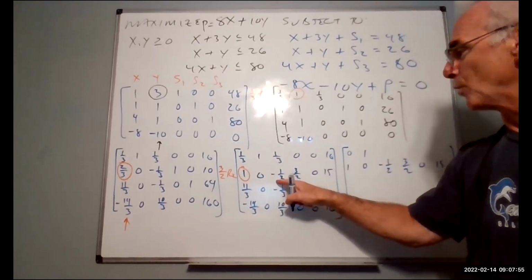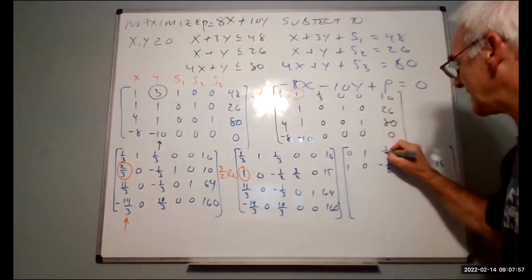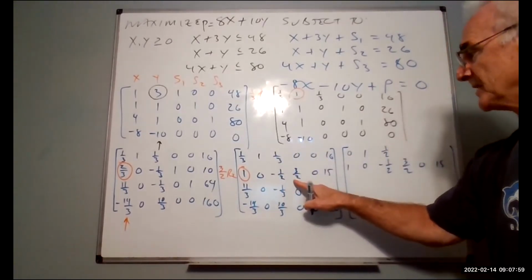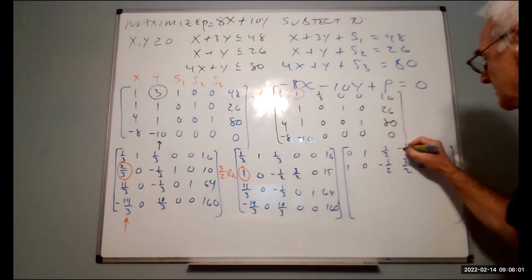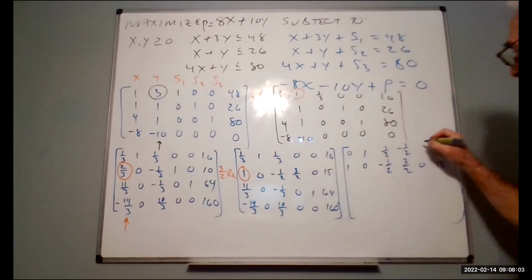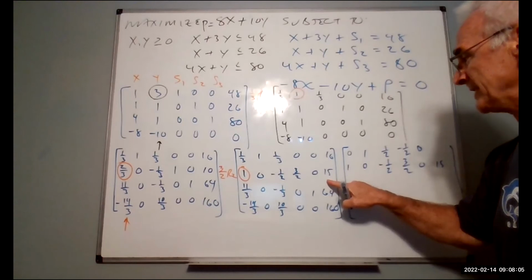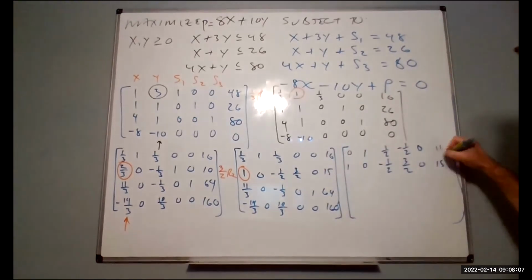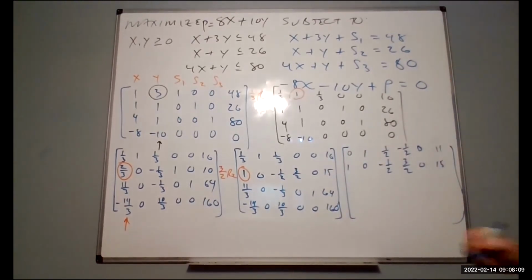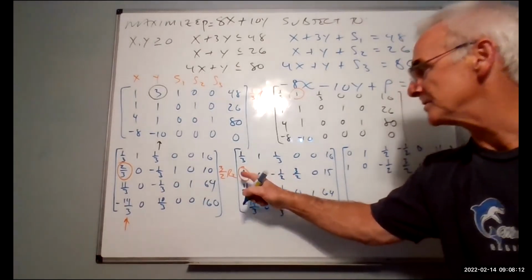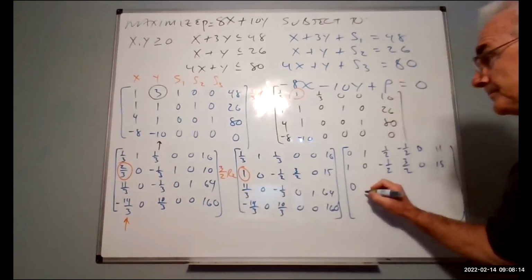Negative a third of this, that'd be 1/6. Added to here would be 1/2. Negative a third of this, that'd be negative a half, added to 0. Negative a third would be negative 5. Added to this would be 11. Okay. Negative 11 thirds added to here would be 0.